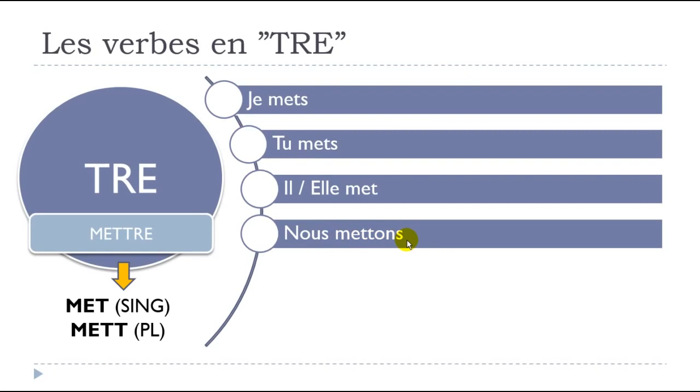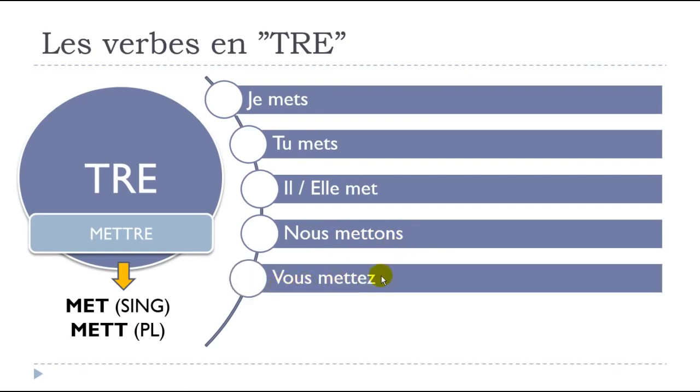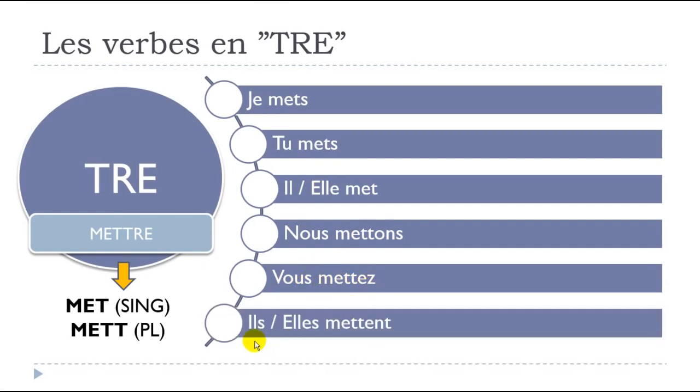Nous mettons. Then vous mettez, in the same way, we keep the first part, the root or stem, plus the ending. And then finally, ils mettent, elles mettent, exactly the same thing. This is basically the difficult thing with this group of verbs. Just remember that for the singular you use this stem, and for the plural you use another stem.